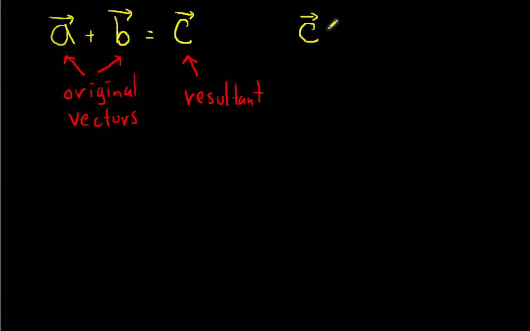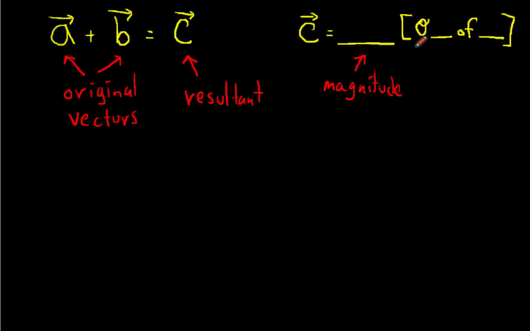The resultant vector c is going to be written in this form, where the first piece is the magnitude. That's the number that tells us how much c is. Theta is the angle that the vector is at, and this last piece we're going to call the "of" statement. It tells us the combination of directions that the vector is at.